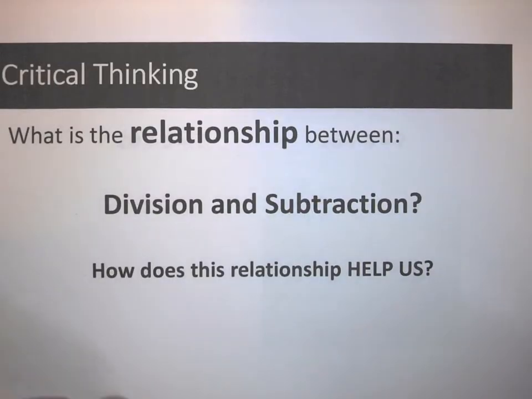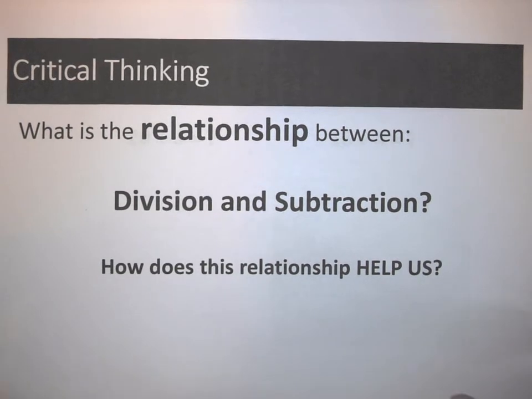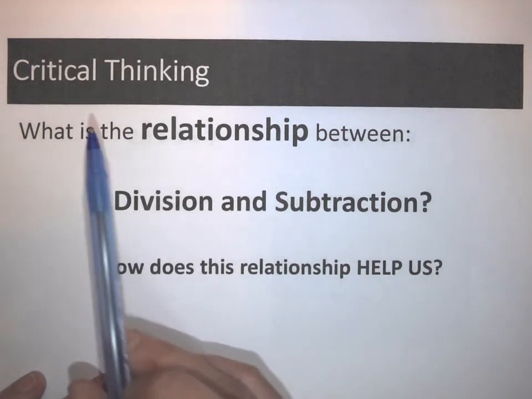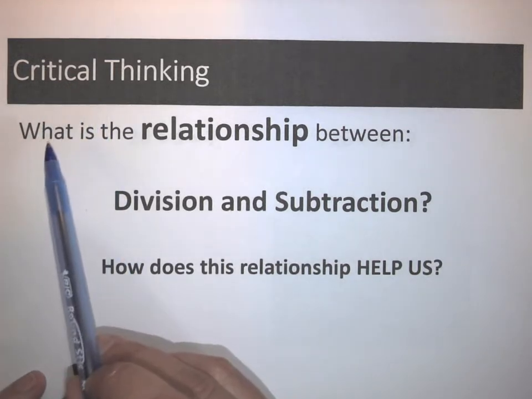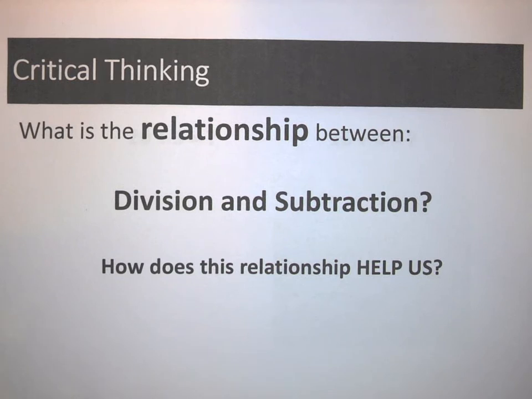All right, let's look at the final math relationship for this mini lecture. And then you'll do some activities, and then in the second part of the module, you'll have another mini lecture. So we saw the relationship between addition and subtraction. That was an inverse relationship. Then we had the relationship between multiplication and division, which was a shortcut relationship.